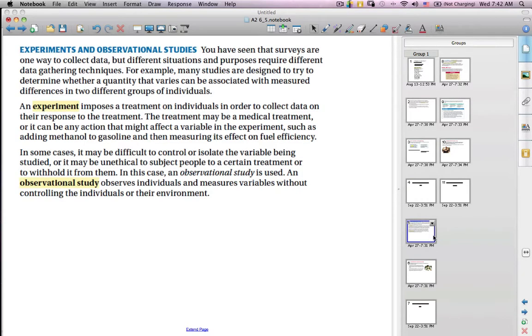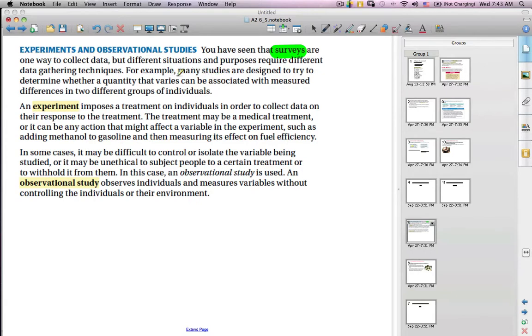So when you talk about experiments and observational studies, so we've talked about surveys. So surveys are one method. And now we're talking about actually doing more in-depth research than a survey. So surveys are one way to collect data, but sometimes surveys are insufficient. I can't do a survey to try to find out if a particular drug is working for curing a disease, right? So if I'm doing medical research, a survey really wouldn't be helpful. I'd probably want to work on an experiment or an observational study.